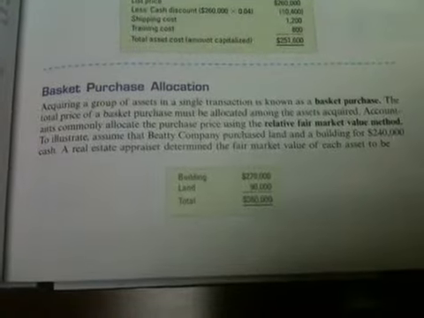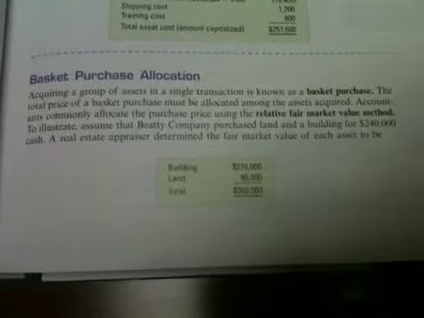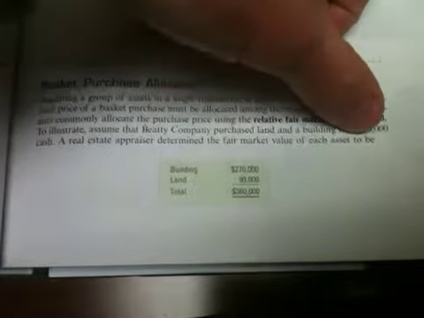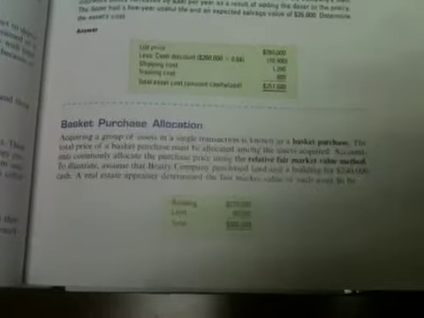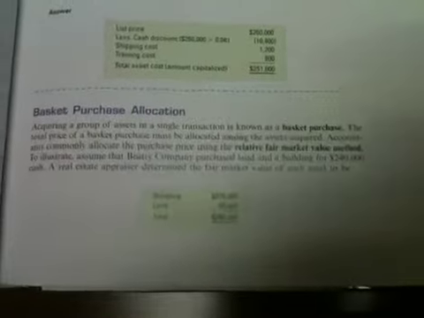I can see why you're asking about the basket purchase allocation, and why you thought they had skipped a page, because the page ends on 211 right in the middle of a sentence, and then on 211 they start with a new sentence. However, it is actually continuing from 211 to 212. So let me walk you through this and see if I can explain it.